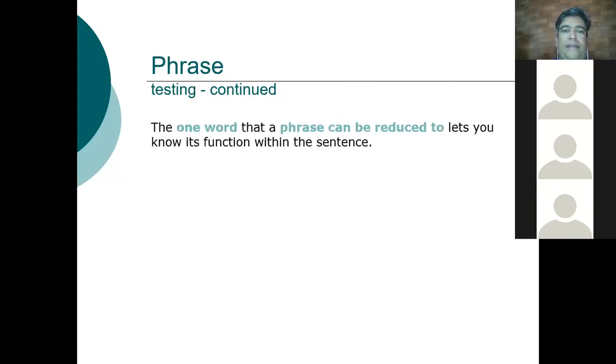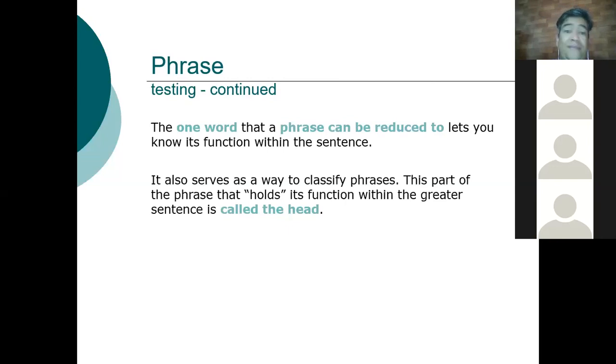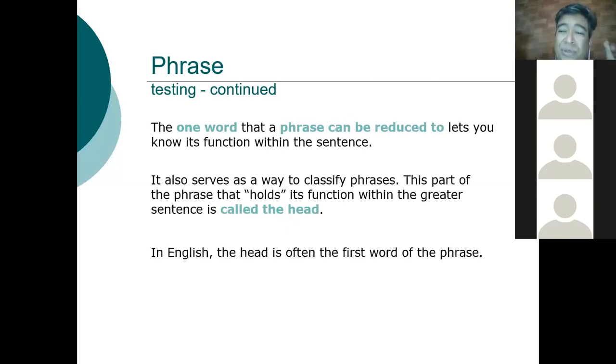The one word that a phrase can be reduced to lets you know its function within the sentence. For example, it also serves as a way to classify phrases. This part of the phrase that holds the function within the greater sentence is called the head. Póngale cuidado. Cuando nosotros tenemos una gran cantidad de palabras y esa gran cantidad de palabras funcionan como el sujeto de una oración, la podemos llamar the head o la parte principal del sustantivo. Acuérdese que una frase sustantival o una frase cualquiera puede funcionar como el sujeto de una oración, pero siempre dentro de ellas va a haber un núcleo.